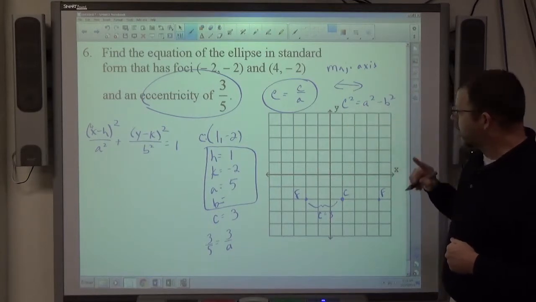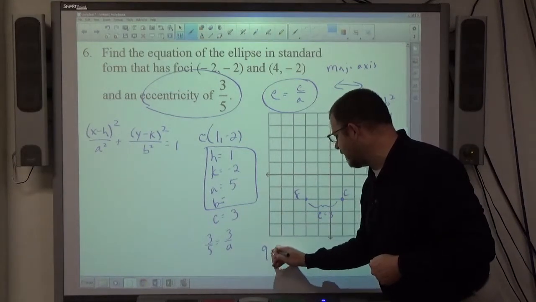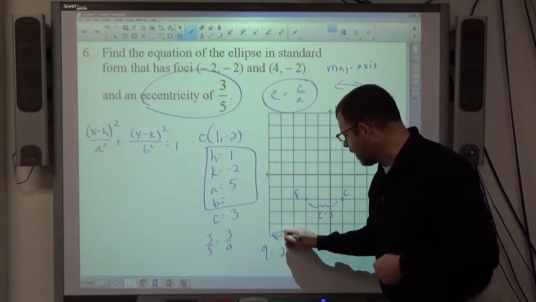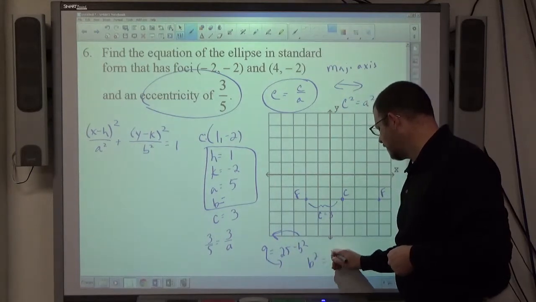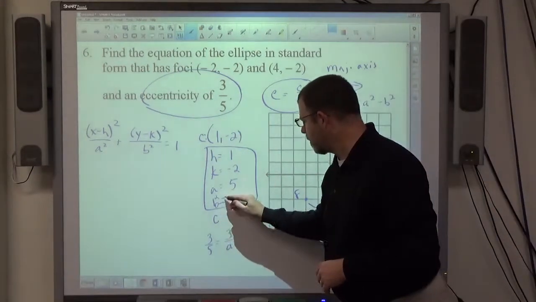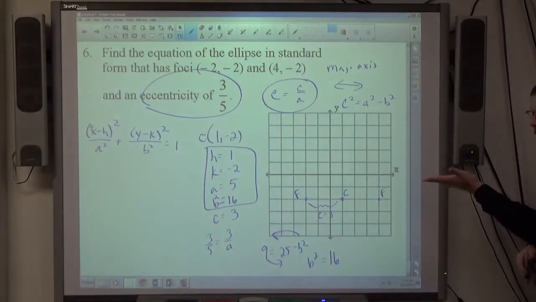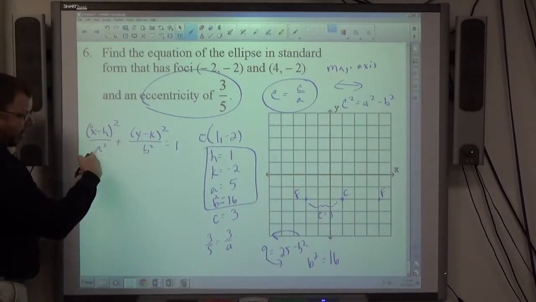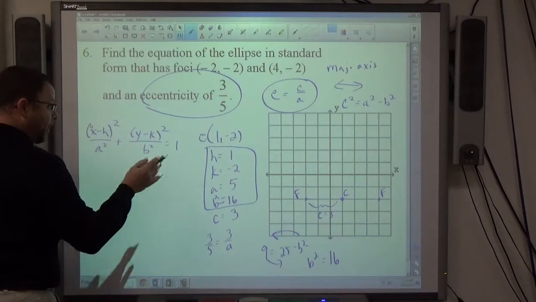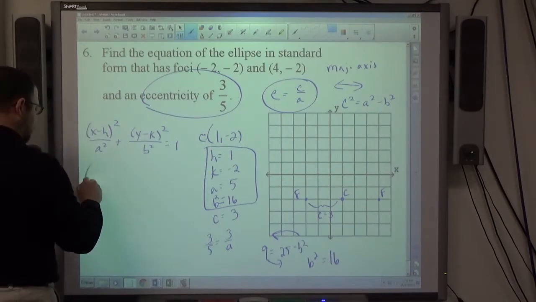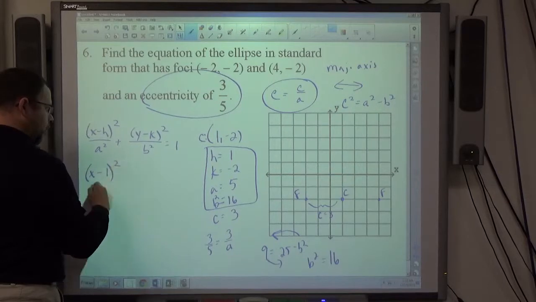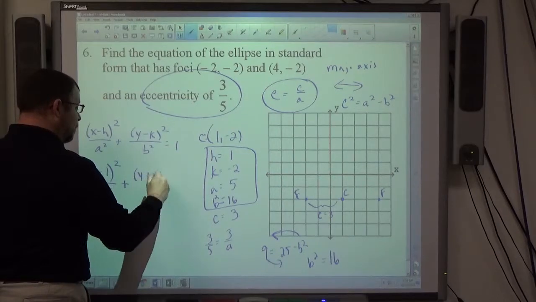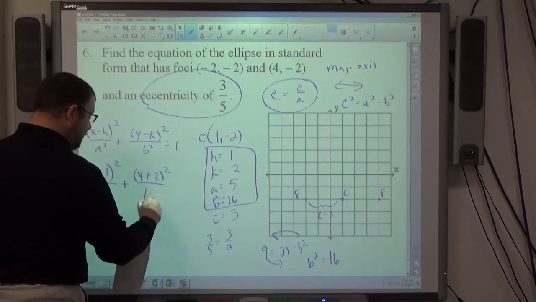If I know c squared equals a squared minus b squared, that means that c squared, 9, equals a squared, 25, minus b squared. If I move the b squared over there and the 9 over here, I'm going to get b squared is equal to 16. Be careful when you're substituting the numbers back in, we're going to square the 5 to get 25. This is already squared, so 16. So all my numbers are known, my standard form structure is there. So (x minus h) squared over a squared, 25, plus (y minus k), which is y plus 2, squared over b squared, 16, equals 1.